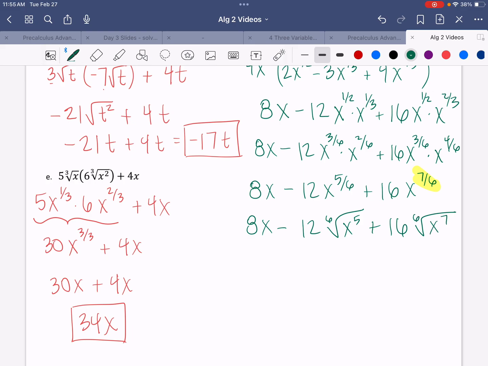And I'm going to go ahead and simplify this as my last step. 8x minus 12 times the 6th root of x to the 5th, plus 16, I get to take out an x, which is a group of 6. So there would be one x remaining under the radical. That's as far as I can go.